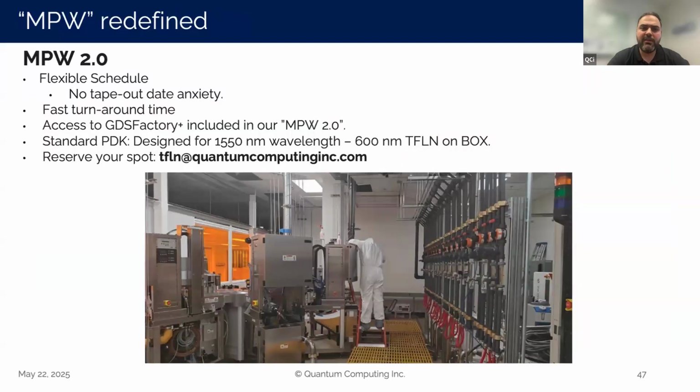We will have, like I said earlier, the MPW offering later this year in Q3. But the main difference between the QCI foundry and other foundries that you may know is that we leverage the high-speed e-beam writer technology that we have. So we are using the MPW term as a term of business, but we are doing it a little bit differently. Ours is basically an MPW 2.0.